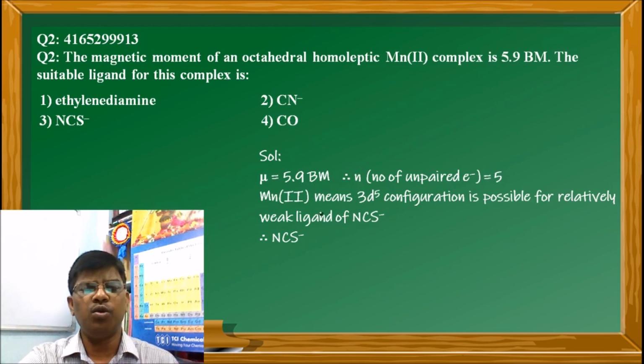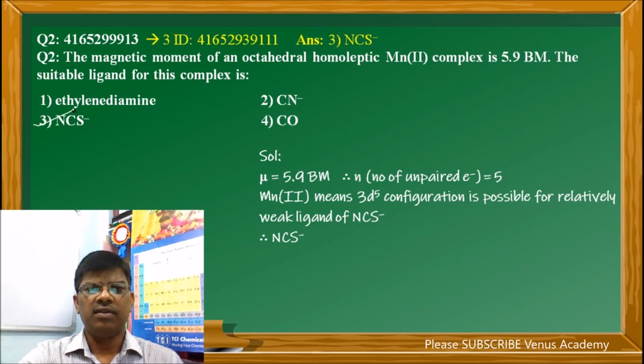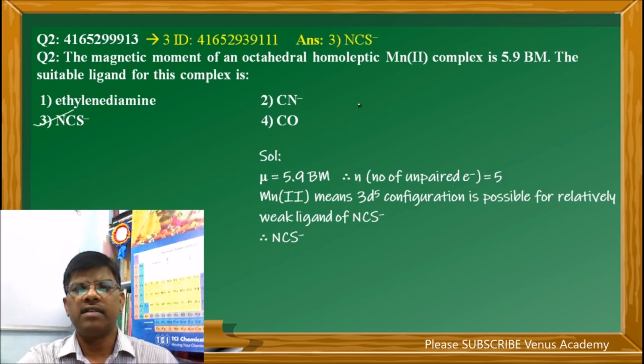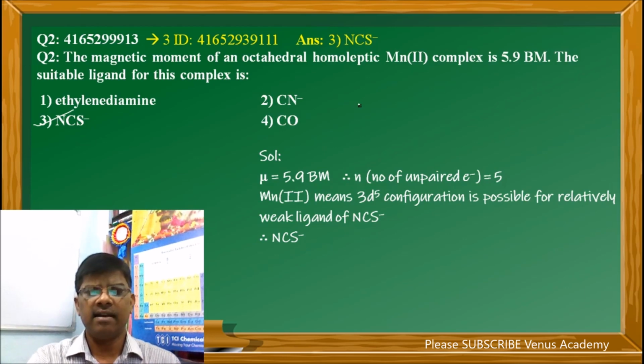That means Mn2+ means 3d5 configuration, right? So this is possible only when a relatively weak ligand is available. Among these 4, thiocyanate is a weak ligand. So the correct option is 3 friends, so that it gives a homoleptic complex of 5.9 Bohr magneton magnetic moment. So option number 3 is the correct option friends.